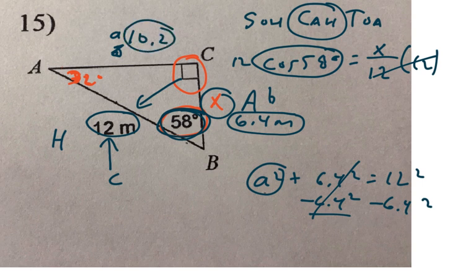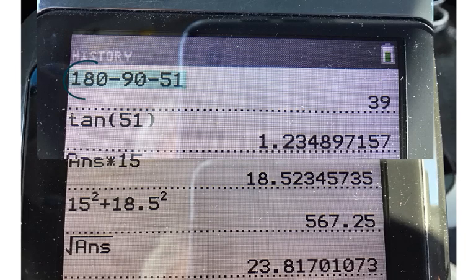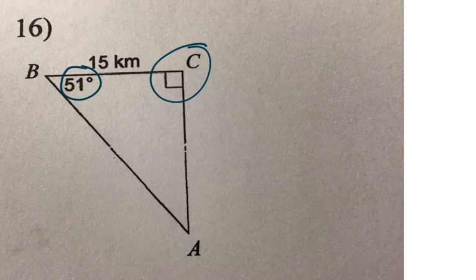All right, let's try to pick the pace up a little bit, guys. Remember to pause or rewind the video if I happen to go too fast. Here we go. On this one here, we know the 51-degree angle. We already know the 90. 180 minus 90 minus 51 is 39 degrees.